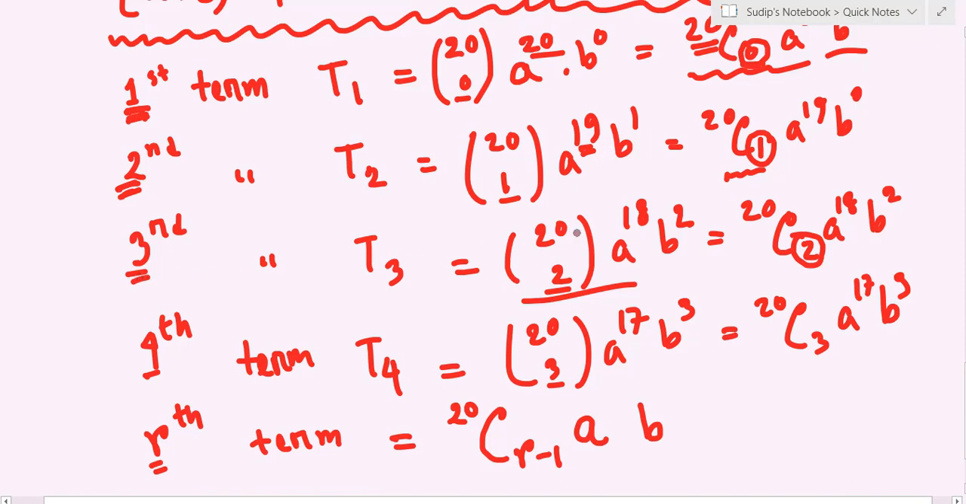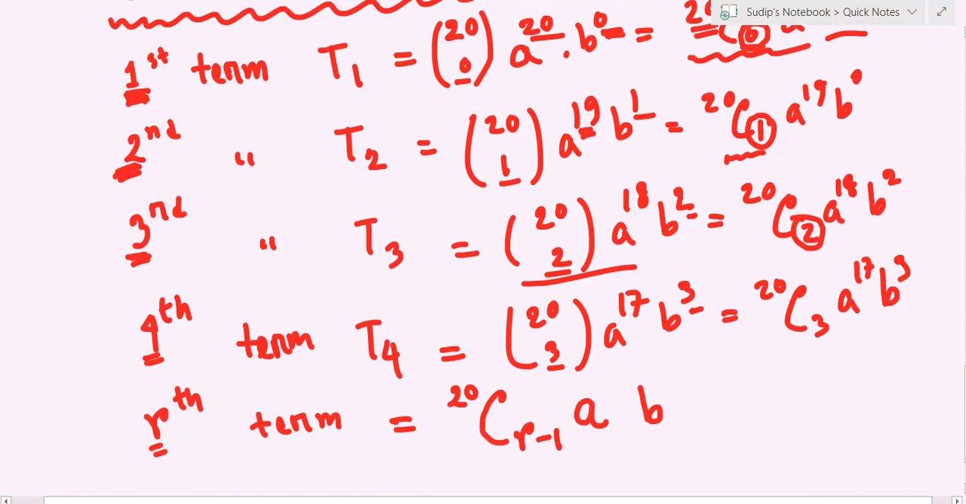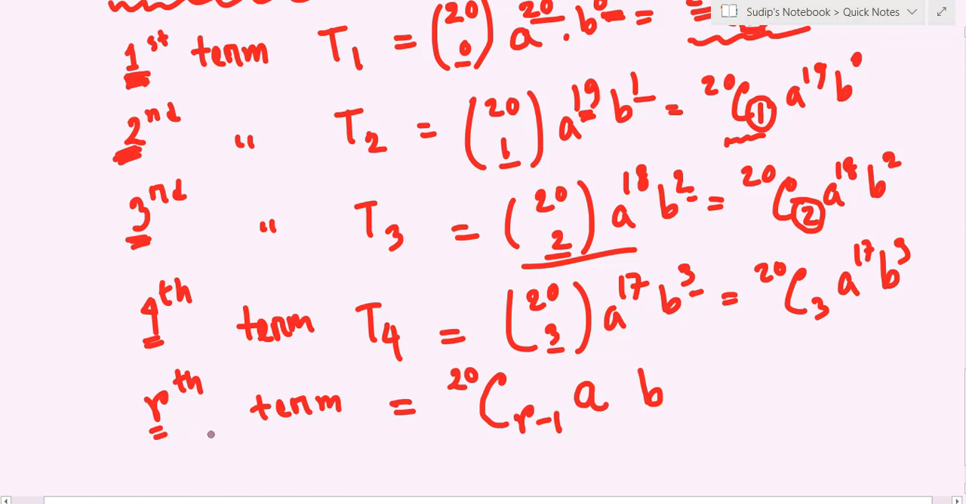When this is 3, it becomes 18. So we can say, this is hard to explain, how to find out the power of A. So we will go to the power of B. You can see when it is the first term, the power of B is 0. For the second term, the power of B is 1. For the third term, the power of B is 2. For the fourth term, the power of B is 3. So for the rth term, the power of B is r minus 1.